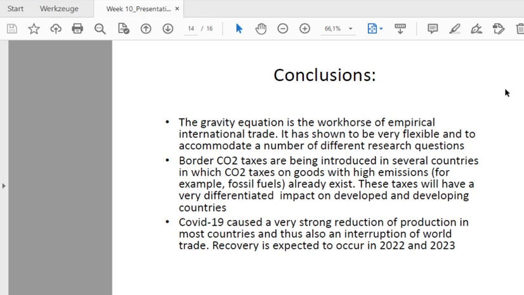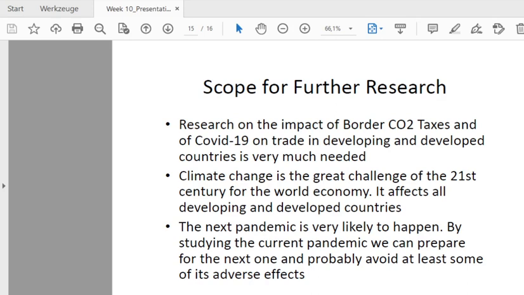Finally, the pandemic has caused a very strong reduction of production and thus also an interruption of world trade. Recovery is expected to happen soon, and I think that we should learn from the current pandemic so that next time, when the next pandemic comes in, we are in a better position to face the challenge.